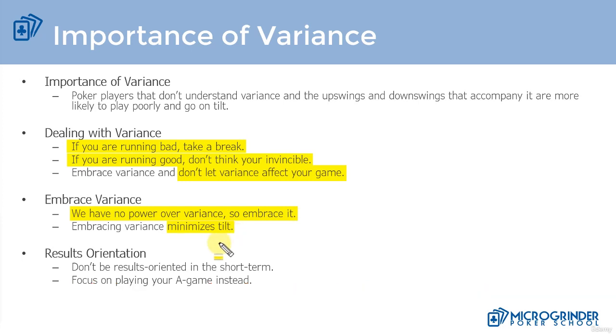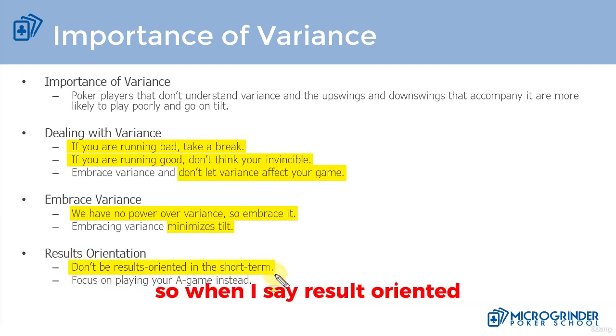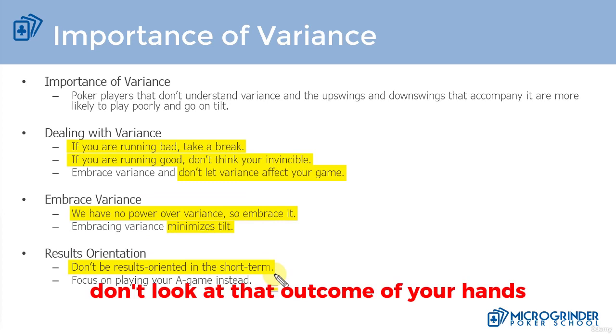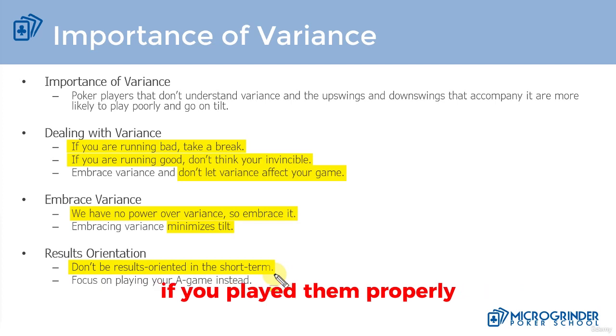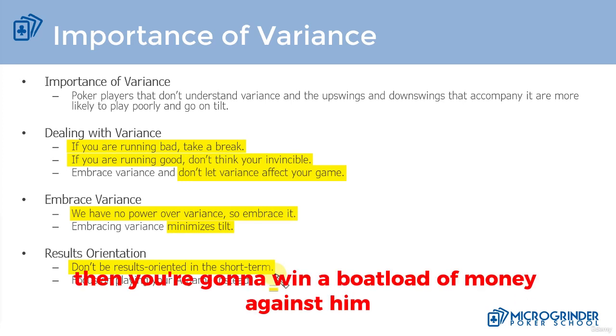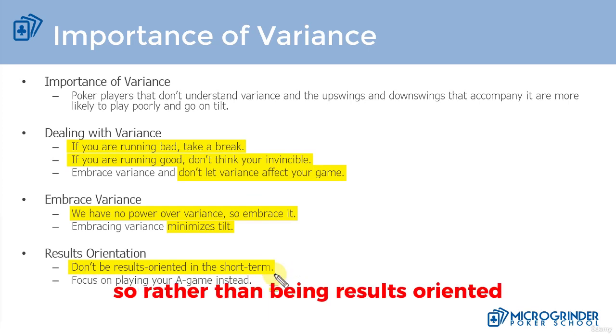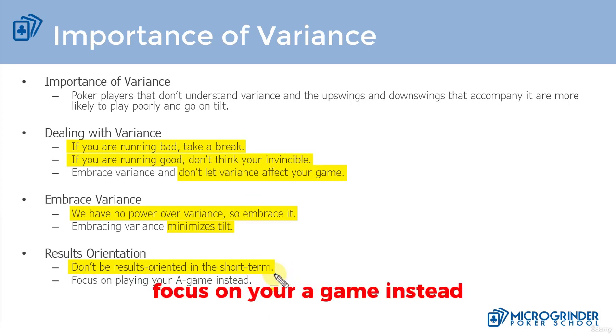So remember, do not be result oriented. When I say result oriented, in the short run, don't look at the outcome of your hands, but look at how you played them and whether you played them properly or not. If you played them properly, then in the long run, they're going to be profitable. In the short term, if you lost with pocket aces because your opponent got lucky, well, good for him. But in the long run, if you played against him 2,000 times, you're going to win a boatload of money against him. So rather than being results oriented, focus on your A game instead.